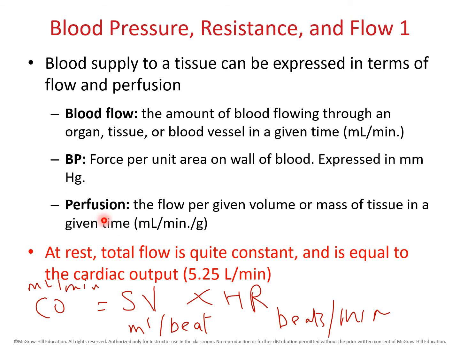And then we have perfusion that we talked about. Perfusion is basically the amount of flow of blood through the tissues measured in ml per minute per gram, because we are looking at how much blood is flowing in a given mass of tissue at any given minute.